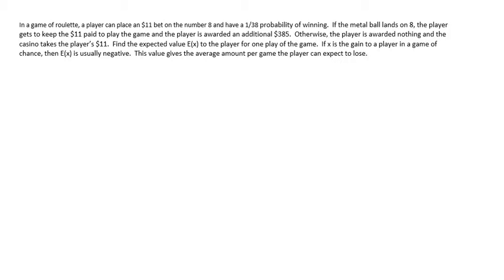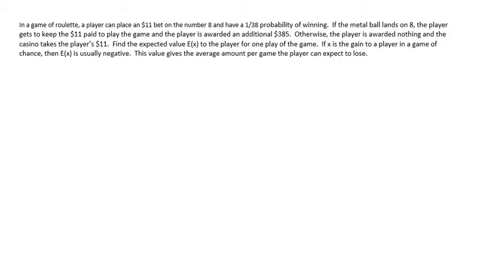In a game of roulette, a player can place an $11 bet on the number 8 and have a 1 out of 38 probability of winning. If the metal ball lands on 8, the player gets to keep the $11 paid to play the game, and the player is awarded an additional $385. Otherwise, the player is awarded nothing and the casino takes the player's $11. Find the expected value, E of x, to the player for the one play of the game.